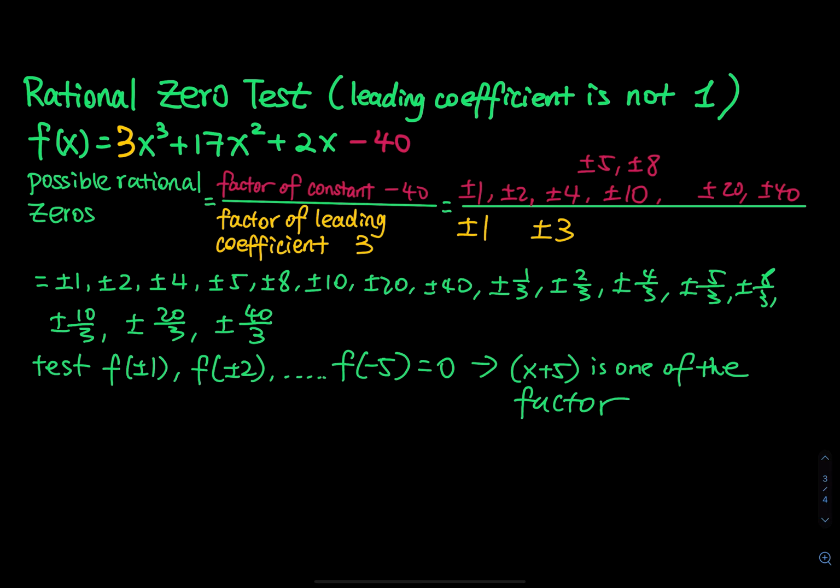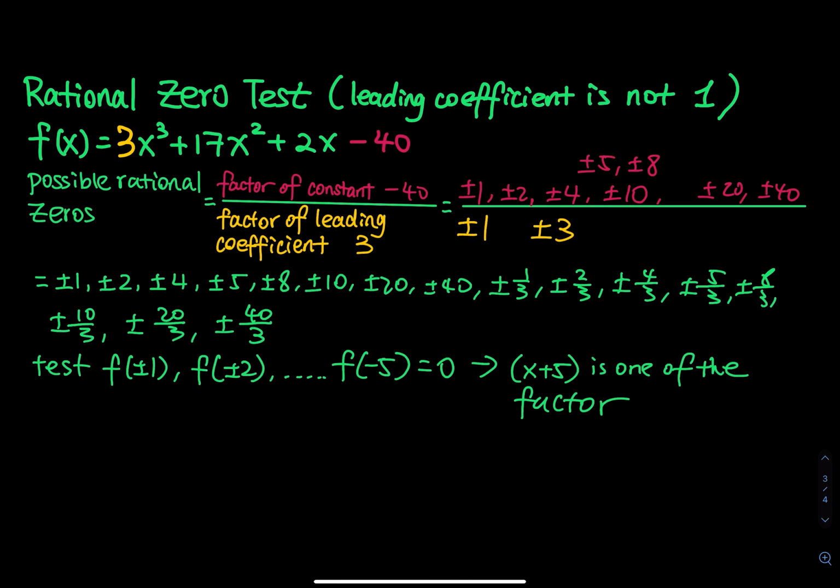Do you know why? This is a third degree, right? So we should get 3 parentheses, right? And then x plus 5 is one of them. Because when you set the factor equal to 0, x equals negative 5, right? So when you plug in negative 5 to the given function, you get a 0.